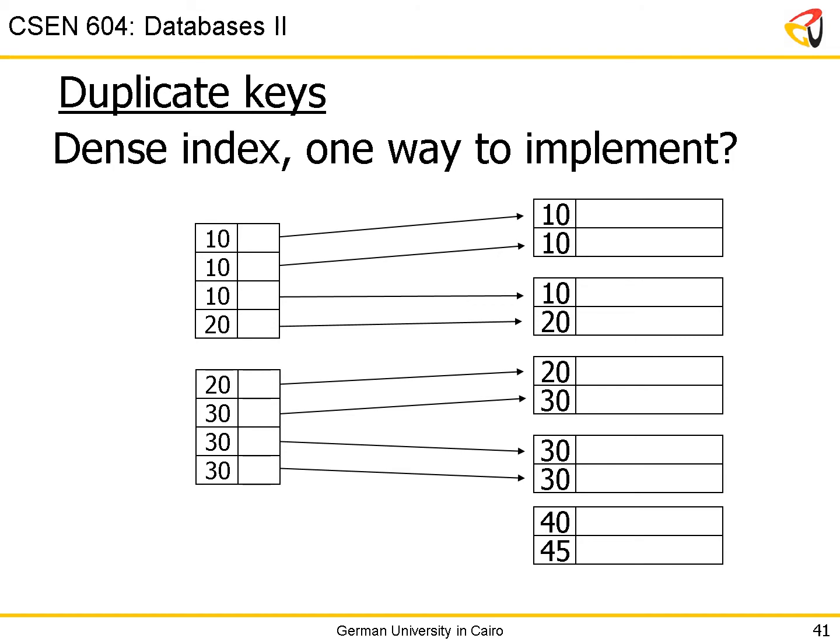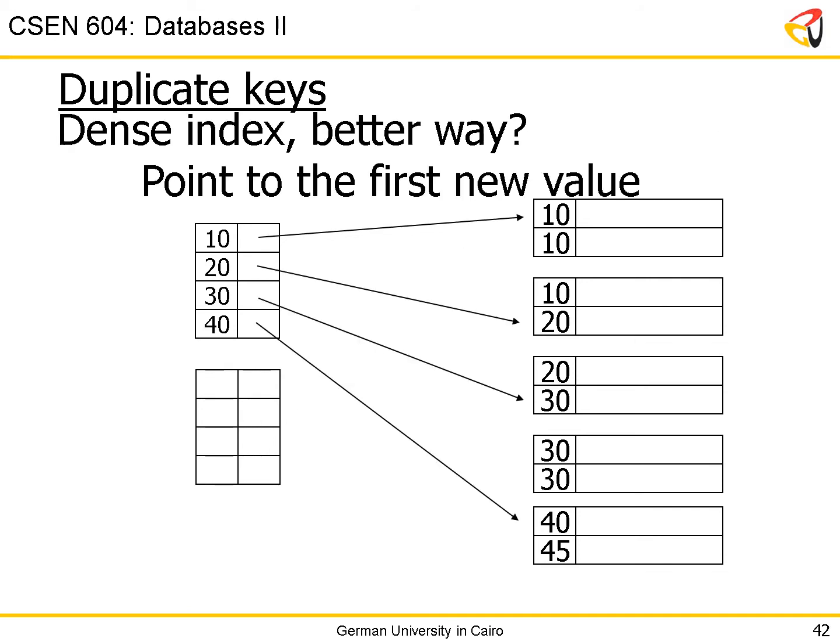But now you're wasting space because you have 10, 10, 10. Why not just one 10? You have 20, 20. Why not just one 20? And 30, 30. Why not just one 30? Okay? You would think to do this optimization to decrease the size of the dense index. So you will do this.